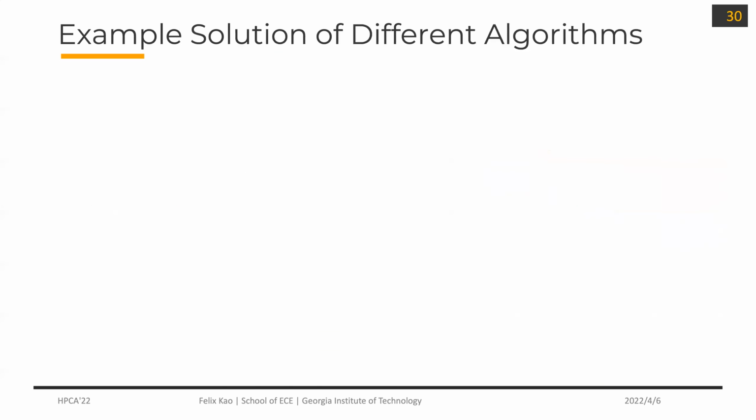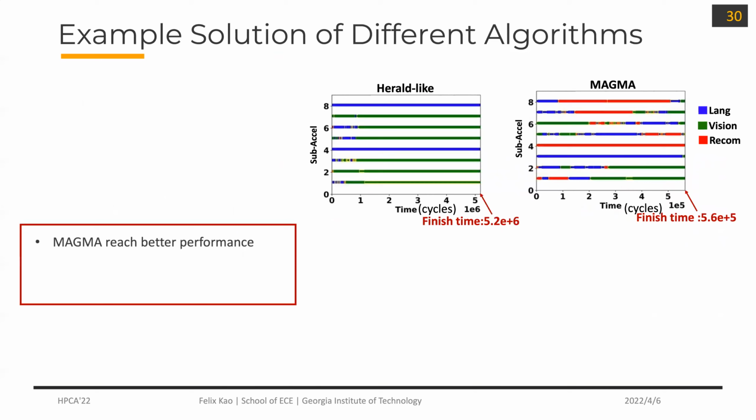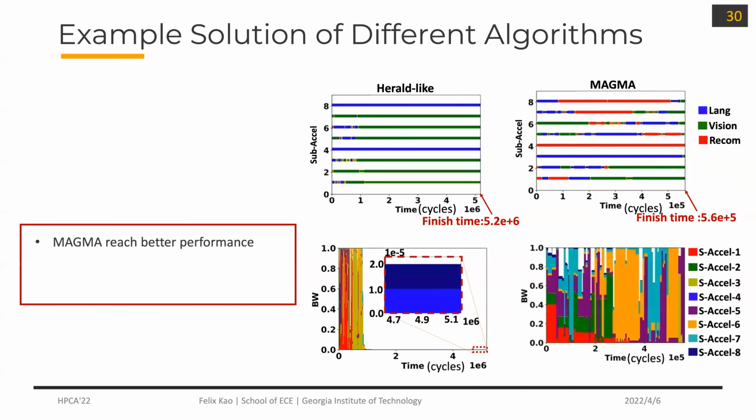Here we show a sample of a schedule found by MAGMA, compared with one from the baseline Herald-like schedule. Here we can see MAGMA reaches better performance. Maybe it's because it's picking more efficient sub-accelerators for different jobs. So it might be a little bit difficult to tell the actual reason why MAGMA is performing better from this plot. However, if we plot out the bandwidth usage across its runtime, we can find MAGMA does a much better job on bandwidth load balancing, which becomes one of the key reasons it reached better performance.